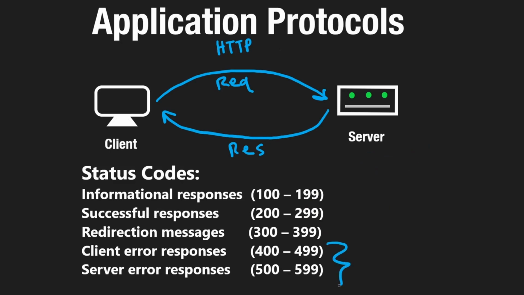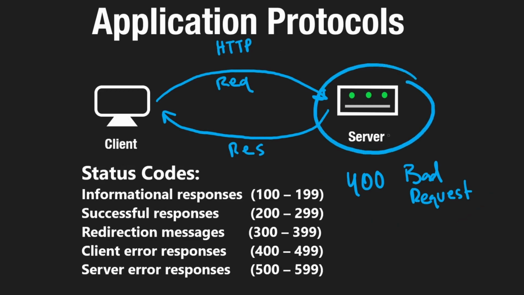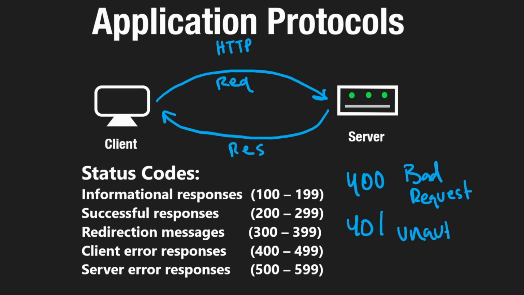And then a couple more that we sort of talked about. Client error. Code 400 would be for a bad request, sort of what we talked about with an invalid string. 401 would be for unauthorized. For example, we're trying to delete a video that's owned by some other user.